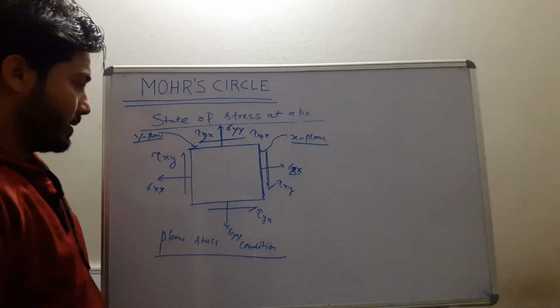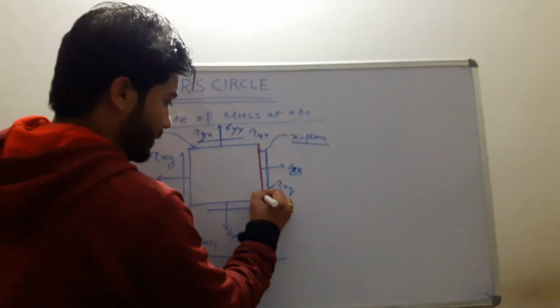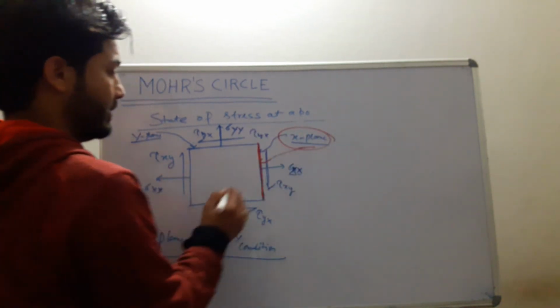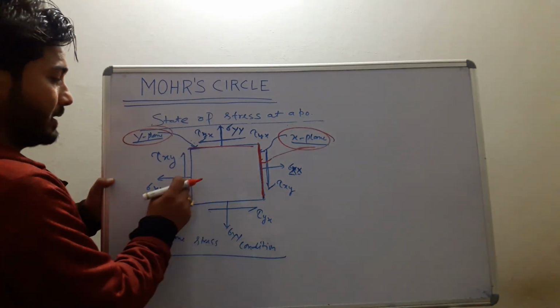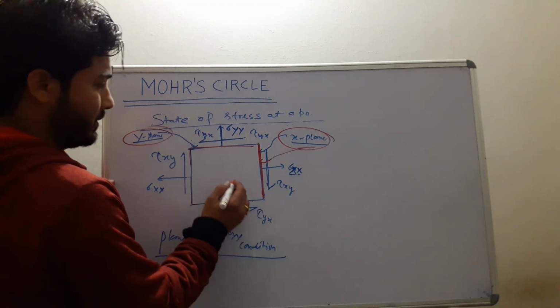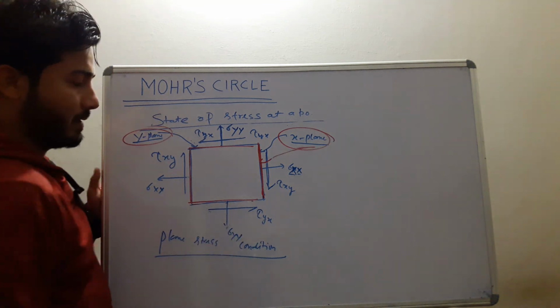Okay, I hope now you are ready to specify the location of the plane. This will always be the x plane, as I have already written. This will be the y plane, this is another y plane parallel to it, this is the x plane, and this one is another parallel x plane.